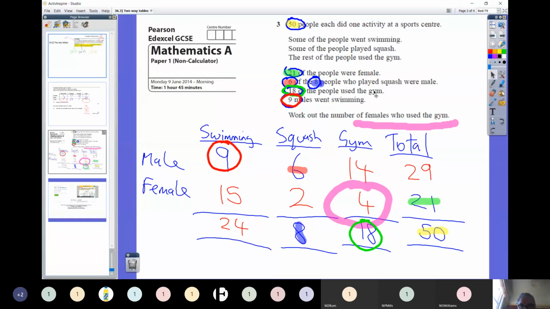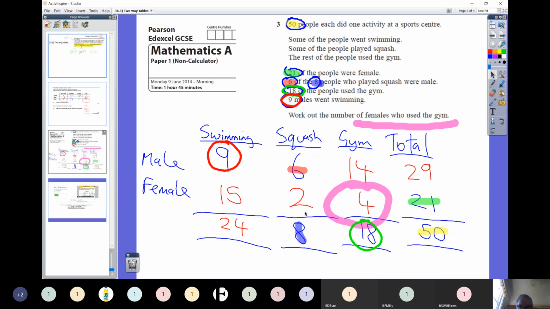18 of the people used the gym. So that's a total number for the gym. And 9 males went swimming. So there's my 9 males went swimming. Now, once you've got all those blue numbers, you just fill in the gaps, okay? And it doesn't matter which order you do that.